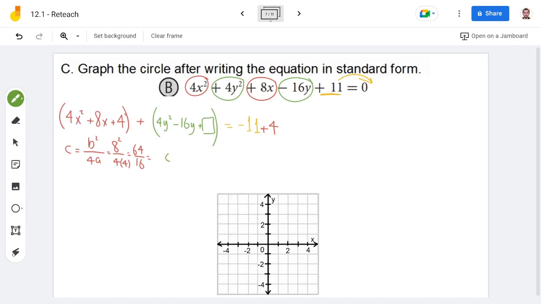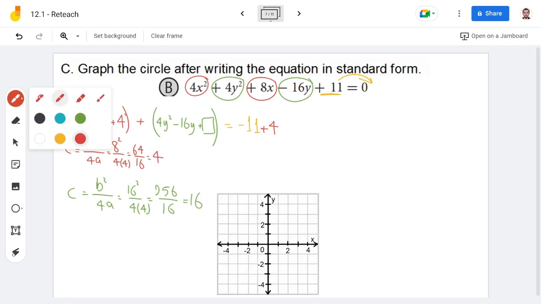Now let's do the green one. So the green one here, C. Let me do it here. C is equal to b squared over 4a, which is 16 squared over 4 times 4. So 16 squared is 256 over 16, which is equal to 16. Now what should I do with this 16? Sorry, I forgot to write it already. So now I have to add this 16 to both sides. So let me erase this box here and write 16 here and also here plus 16.